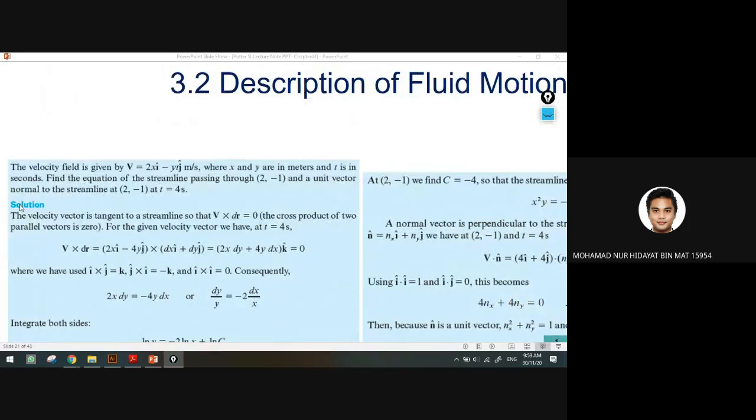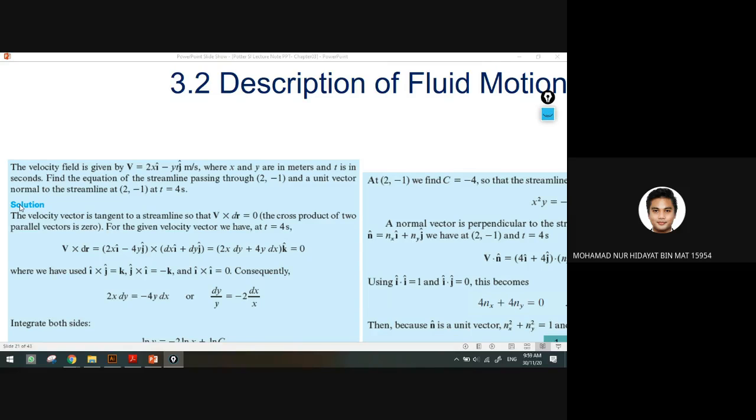Okay, now we try to do discussion further. The reason for this discussion is to get you familiar with the concept and examples of the related problem. For example, we have this question. Please try to read and understand first. Alright, what have you learned here, what do you understand from the question?